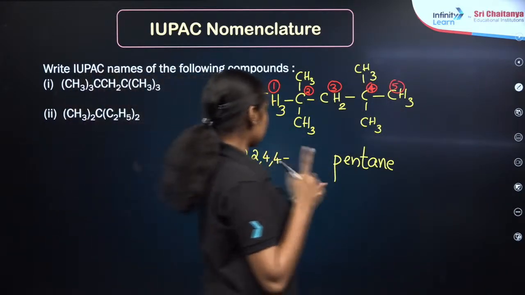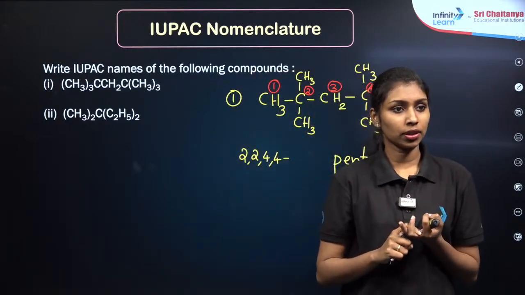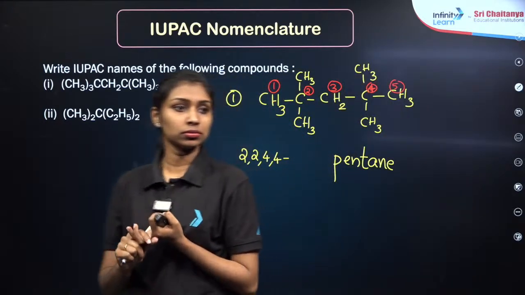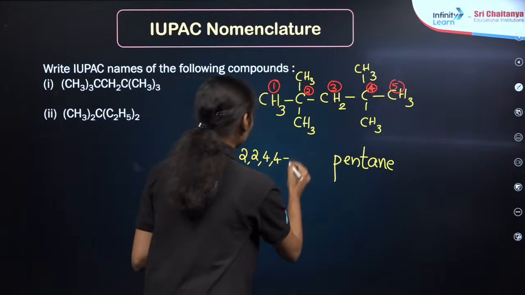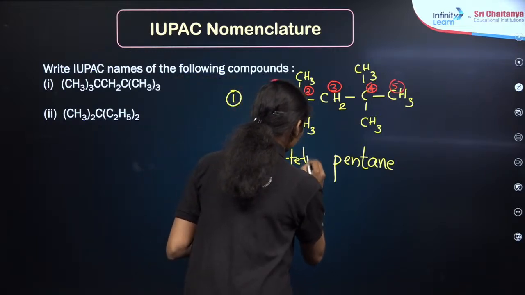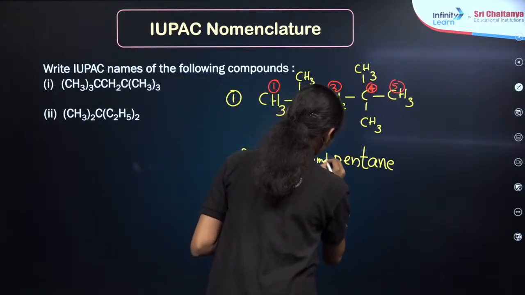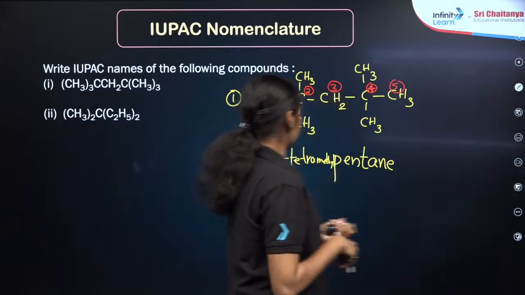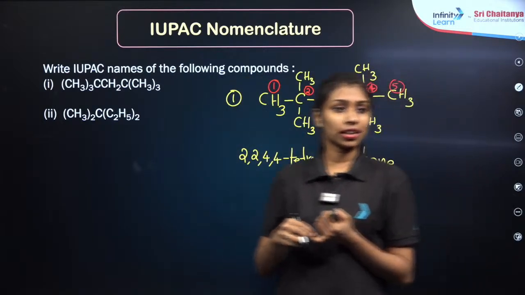Tri, tetra, just like that. Clear? Yes, the name is 2,2,4,4-tetramethyl pentane, right? Tetramethyl pentane. Yes, Prashant, you are correct.